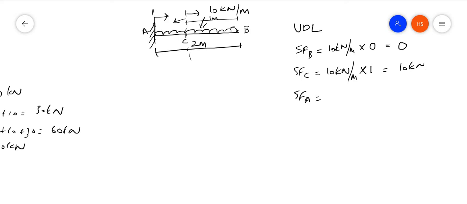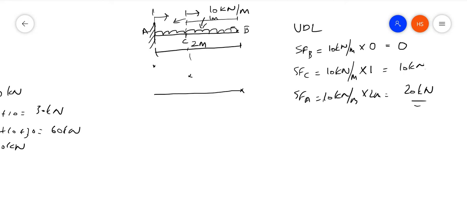That is the total intensity of load: 10 kilonewton per meter into 2 meter, that is 20 kilonewton. So these are the values. Now I am drawing a graph like this. Here we have obtained 0. Again, at the point C we have obtained 10, and here it is obtained as 20. And how can we join this? In the case of a concentrated load, we are joining by a straight line.